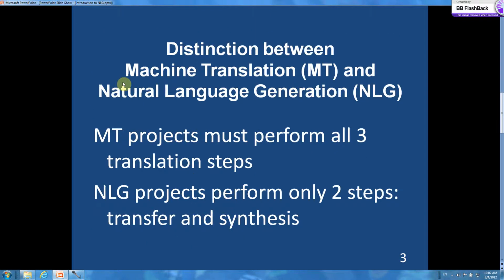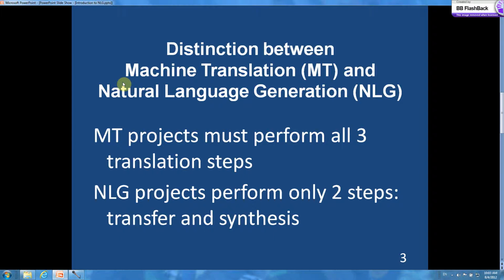Now in a machine translation project, the computer has to perform all three of those steps. The computer has to perform analysis, transfer, and synthesis. But it turns out that making a computer perform analysis is extraordinarily difficult. In particular, three issues keep arising, and that is number one, automatic part of speech disambiguation; number two, automatic word sense disambiguation; and number three, automatic structural disambiguation.